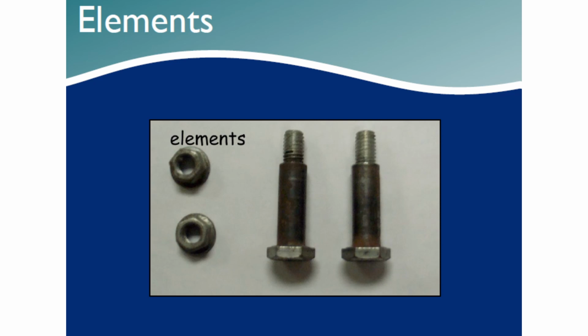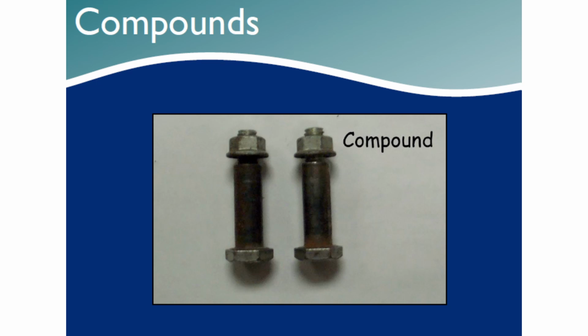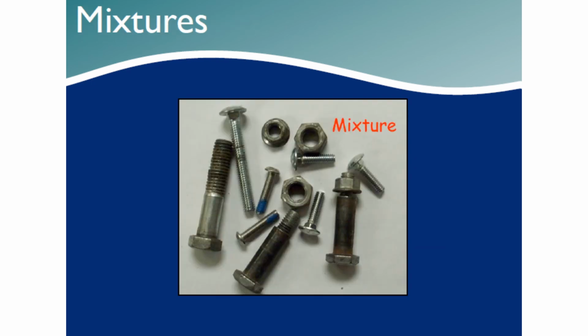This analogy gives a good example of how elements, compounds, and mixtures are related. We can represent elements by the individual nuts and bolts in this picture. When those nuts and bolts are combined together in a fixed proportion, we get a compound. And when those compounds and other nuts and bolts and other things are thrown in together, we have our mixtures.